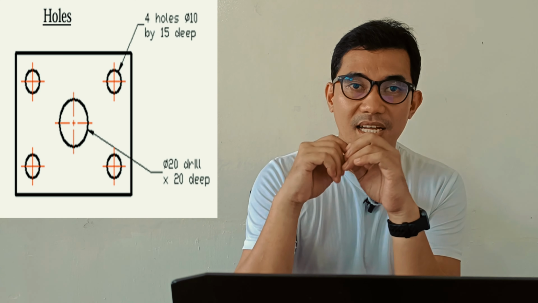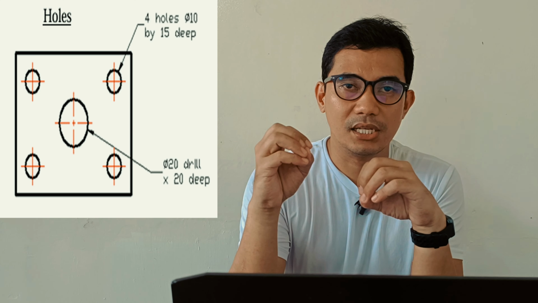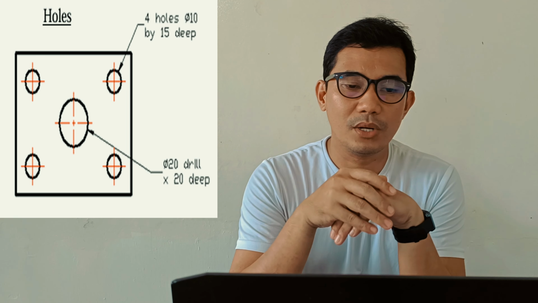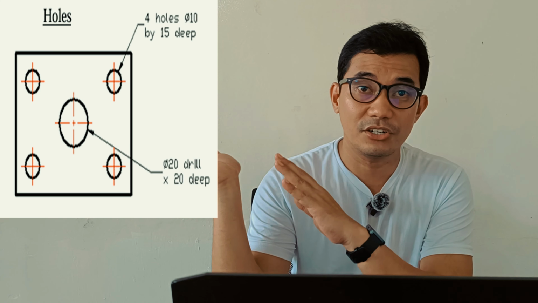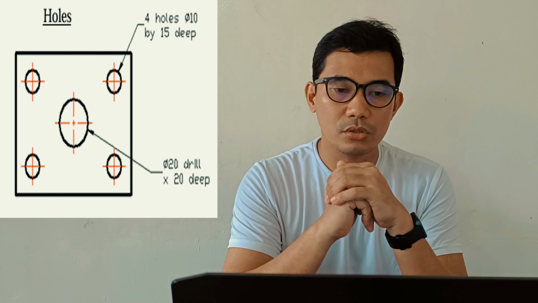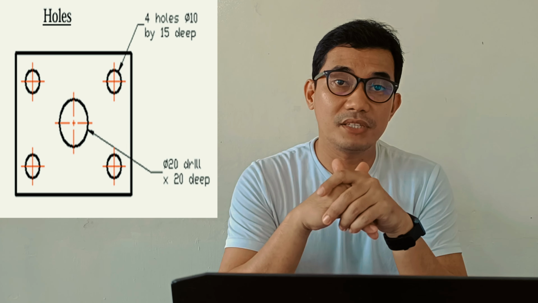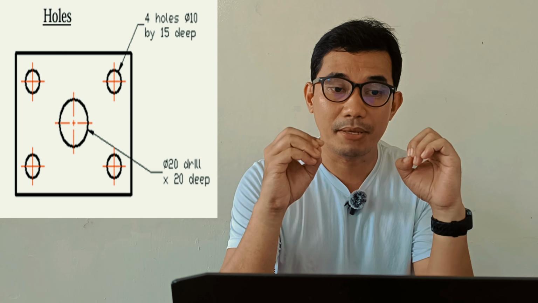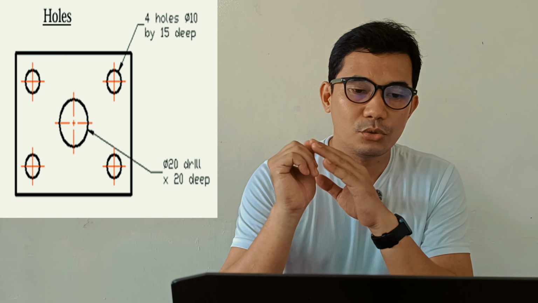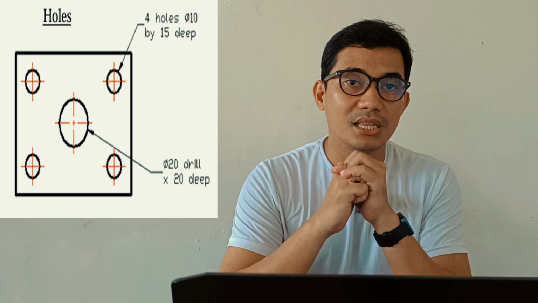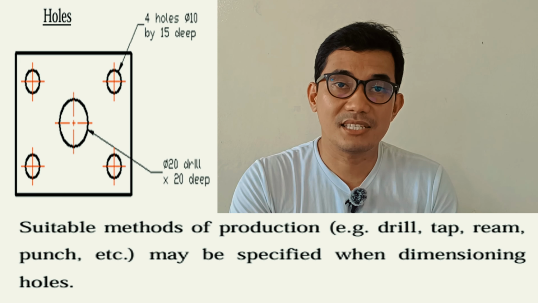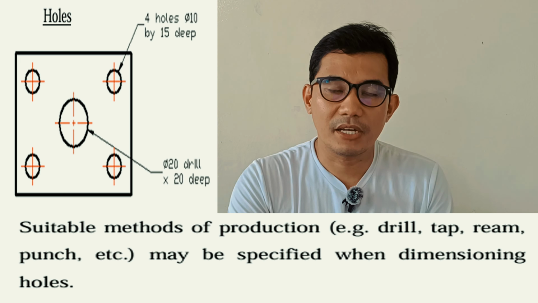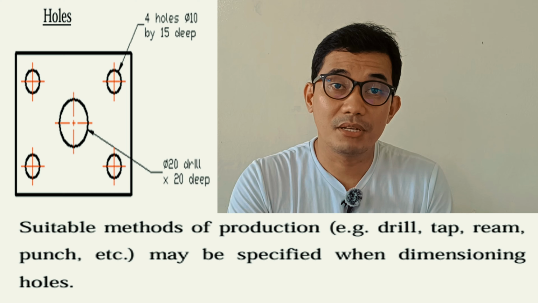Then next, holes. Now, in dimensioning holes, pag daghan gali na siya nga holes and then usara ang dimension na you will count the number of holes and then the diameter or the radius of it. Just like sa figure nga itong ginapakita. We have that 4 holes, 10 units in diameter by 15 deep. So, pwede ra ginahan na ang pag-dimension. Okay? So, we have also that diameter 20 drill by 20 unit deep. Multiple methods of production, for example, drill, top, rim, pans, etc. may be specified with dimensioning holes.